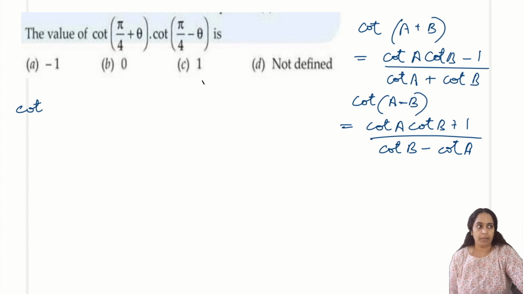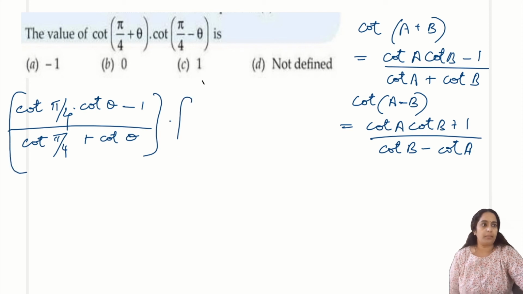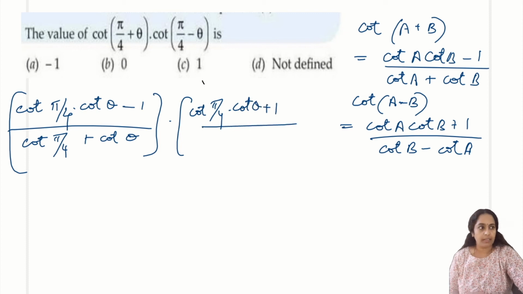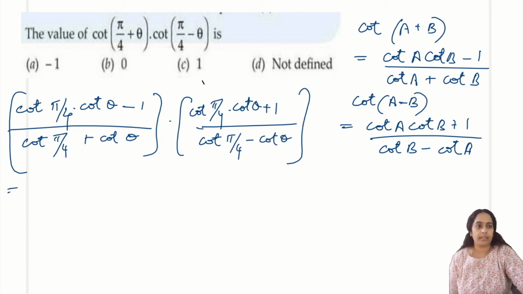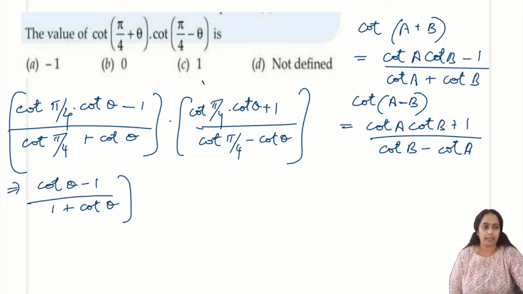So cot of (pi by 4 plus theta) is (cot pi by 4 cot theta minus 1) divided by (cot pi by 4 plus cot theta), multiplied with (cot pi by 4 cot theta plus 1) divided by (cot pi by 4 minus cot theta). So cot pi by 4 value is cot 45 degrees. Cot 45 degrees is 1. So I have 1 into cot theta, which is going to be cot theta itself. So cot theta minus 1 divided by 1 plus cot theta.